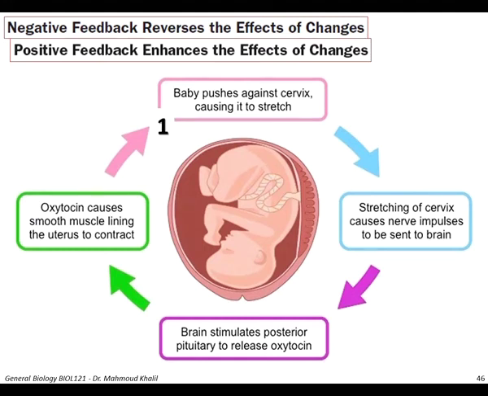The brain stimulates the posterior pituitary to release an important hormone called oxytocin. This oxytocin causes the smooth muscle in the lining of the uterus to contract. This leads to the delivery of the baby. The continuous cycle of this leads to the overproduction of oxytocin, to have more contraction. So that's an example of a positive feedback mechanism that enhances the effect. But as we said before, these positive feedback mechanisms are rare in animals.